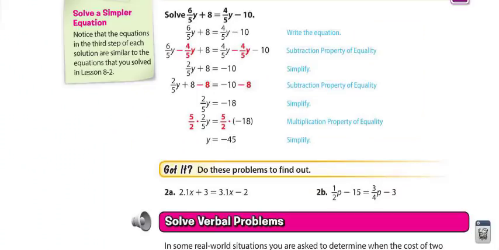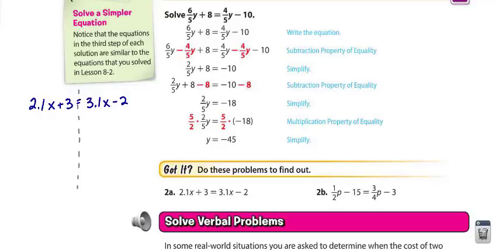Okay, so in 2a, we have 2.1x plus 3 equals 3.1x minus 2. There are several ways you could start this problem. You could add a negative 3 to both sides. You could add a positive 2 to both sides.